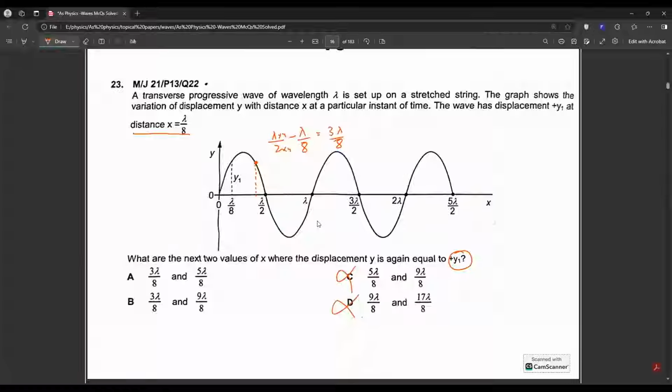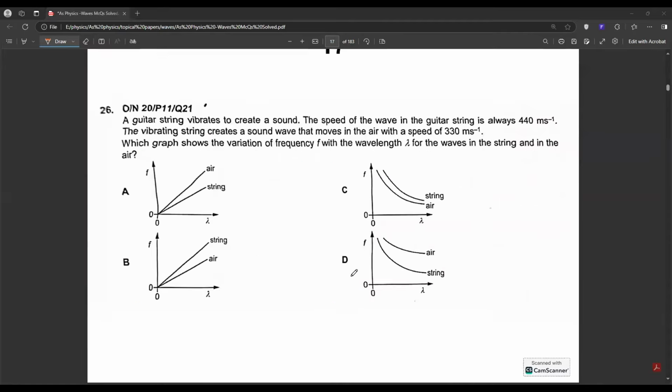What will be the second point which gives you this? Somewhere here. This is also displacement y1. How can you calculate this? Lambda plus lambda over 8. This equals what? 9 lambda over 8. So B is your answer. Simple. Okay, let's see this.